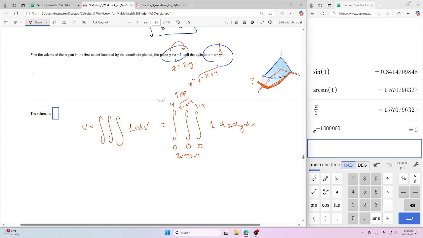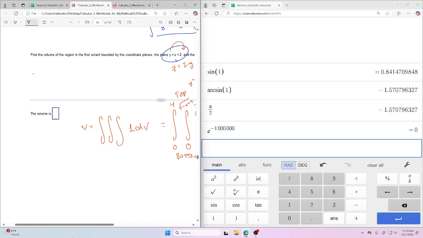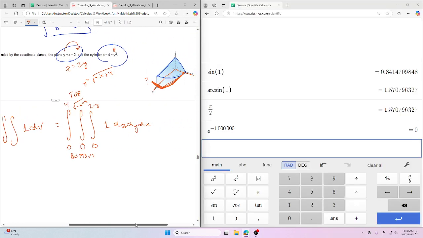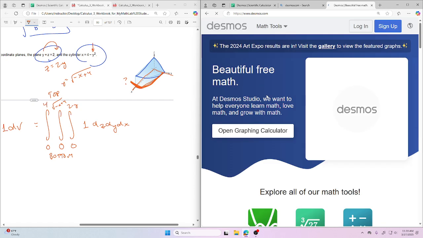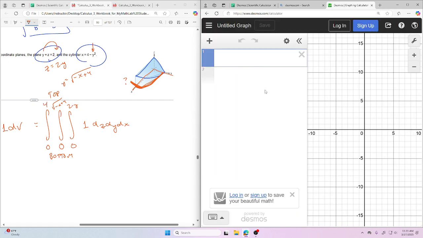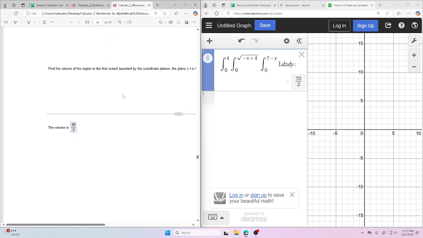And I'm going to prove it to you by cheating a little bit. I'm so sorry I cheat so badly all the time. Okay, Desmos.com. So integral 0 to 4, integral 0 to the square root of negative x plus 4, and then integral 0 to 2 minus y of 1 dz dy dx, 20 over 3, 20 over 3.